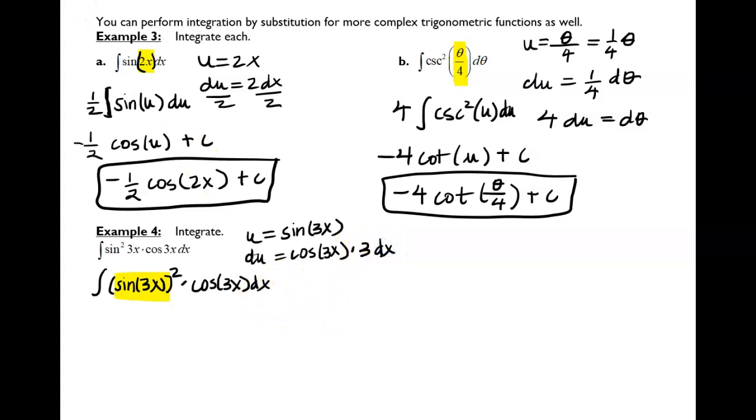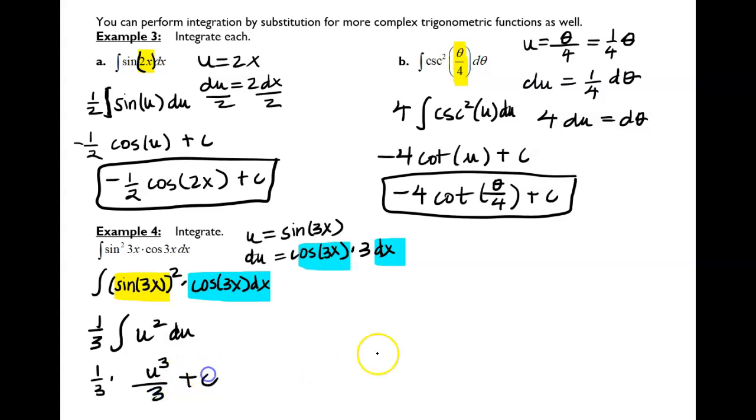And so I have the cosine of 3x there. I just need to divide by the 3. That's the piece I'm missing. So I'm going to have 1/3. The sine of 3x is my u squared du. And now I can integrate. So 1/3 times u to the third over 3 plus c. And so I would get 1/9 sine of 3x cubed plus c for my answer there.